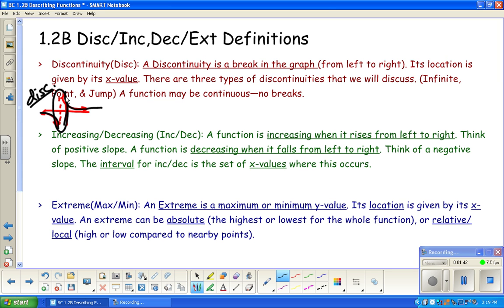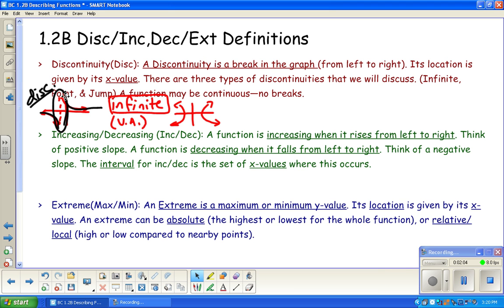Well, there are actually three different types of discontinuities. The one we just saw there is called an infinite discontinuity, usually associated with a vertical asymptote. It is possible to have an infinite discontinuity when you have a hunk of graph over here and a hunk of graph over here, and in the middle there's this abyss, this big black hole, and so that is also infinite.